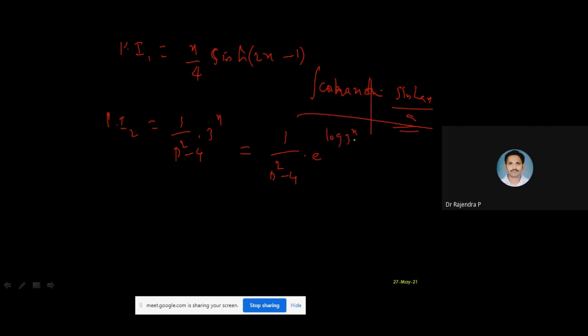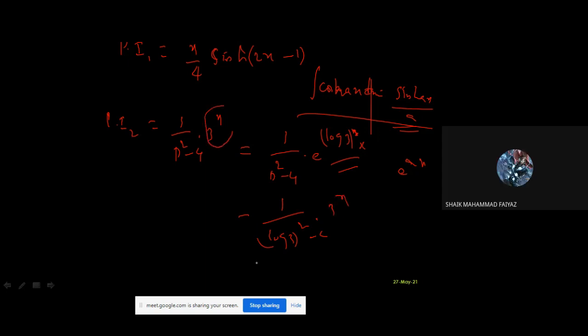This x comes to the front side. When it comes to the front, I can write that x either here or here because it is simply multiplying. So for x, the coefficient now becomes log 3. I can substitute log 3 in the denominator polynomial because it is of the form e power ax. The coefficient a of x I can substitute in the polynomial. So 1 by (log 3) whole square minus 4, into this function. The original function is 3 power x. So this is your PI2.